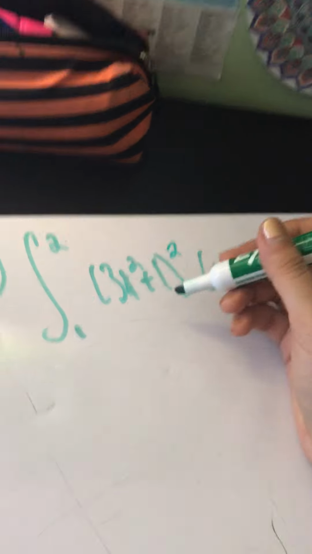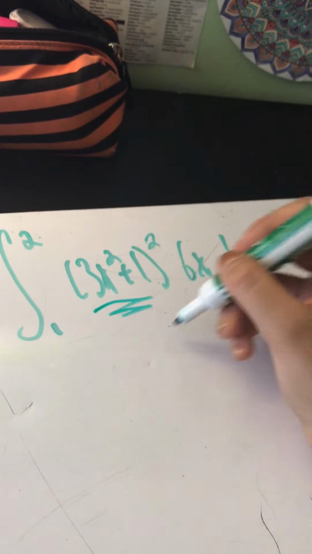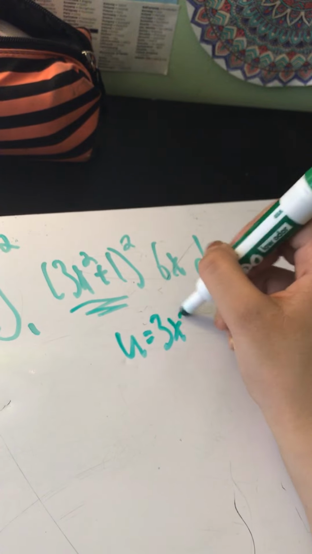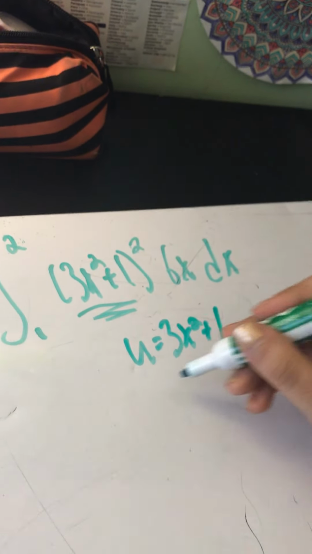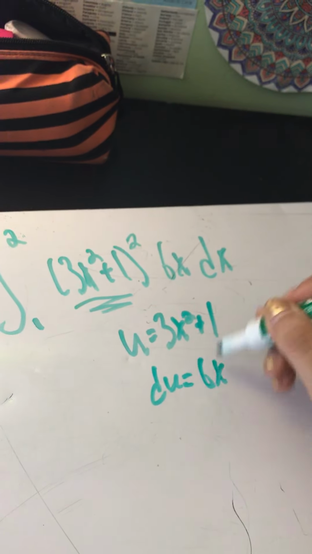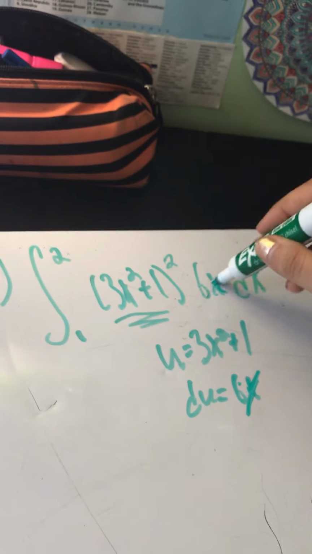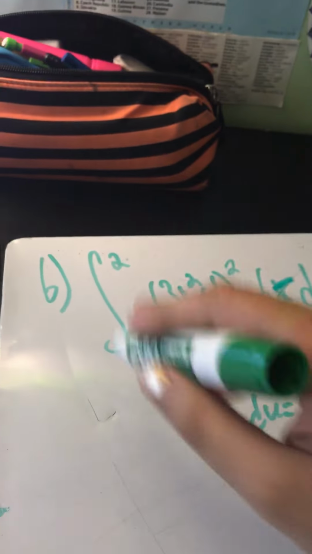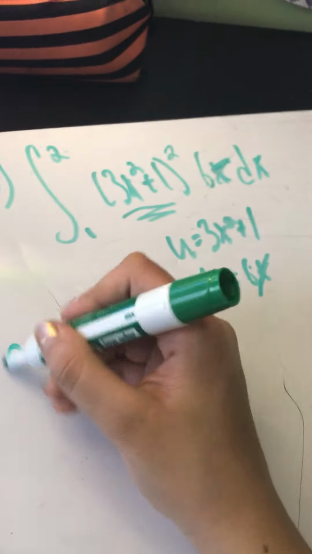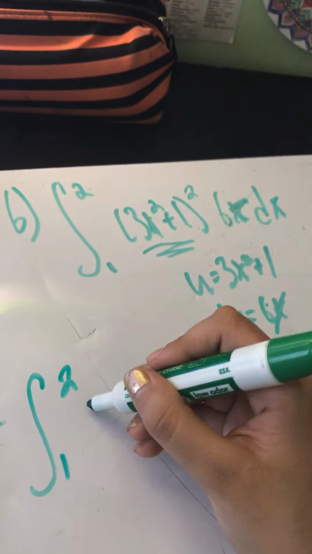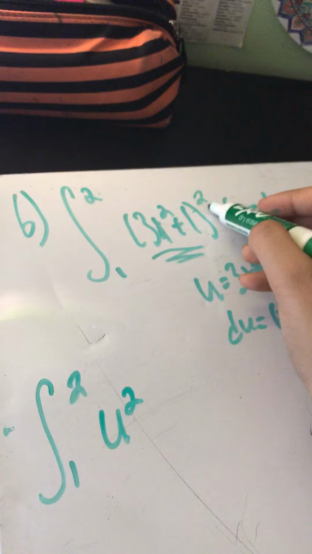Since we have parentheses and an exponent, your interior is going to be your u. So u equals 3x squared plus 1. You take the derivative of that, and you get 6x, and 6x is right there, so boom. You don't have to do the multiplying thing, so this one's not too bad. So we're going from 1 to 2 of u squared.